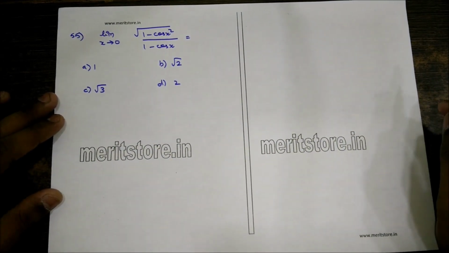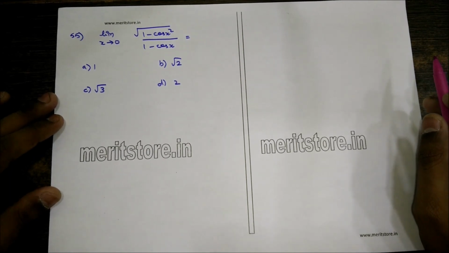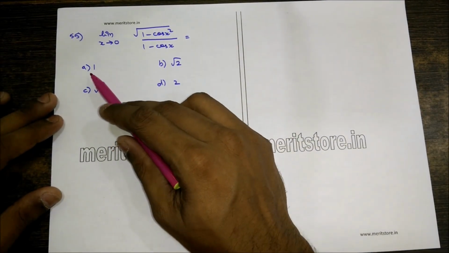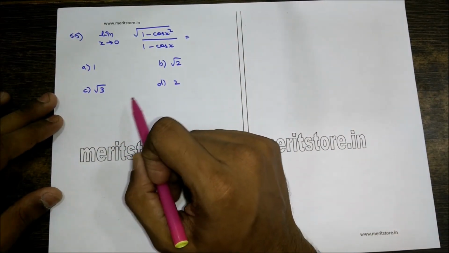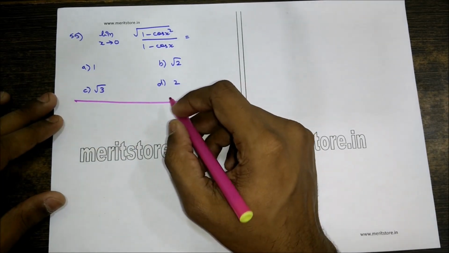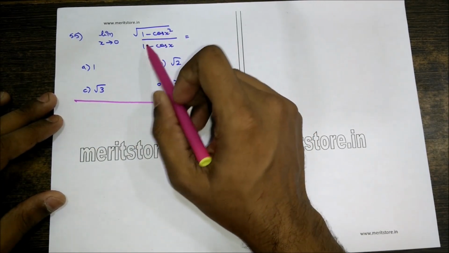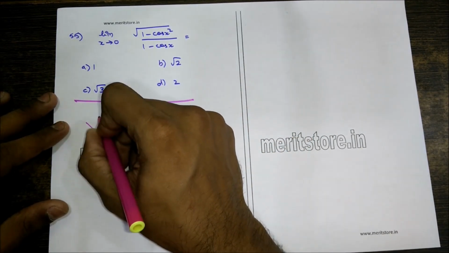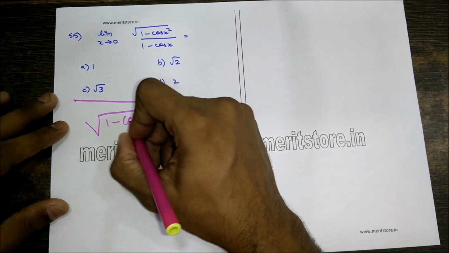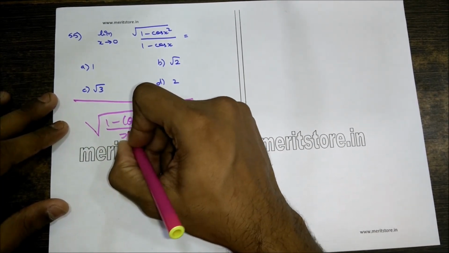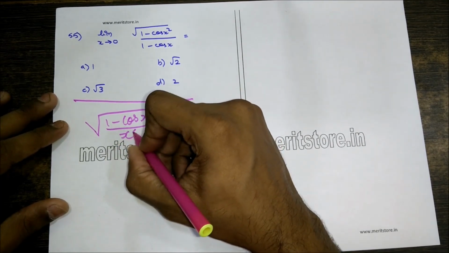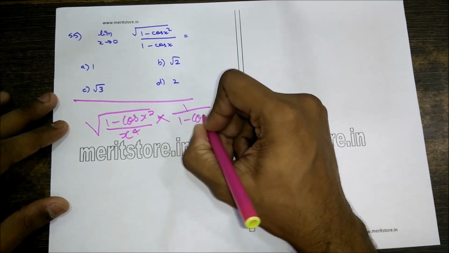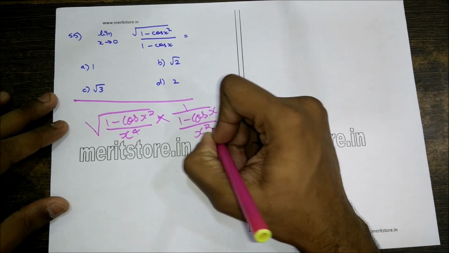Limit of x tends to 0 of root of 1 minus cos x squared upon 1 minus cos x, which is equal to: a) 1, b) root 2, c) root 3, or d) 2. So we could write the term root of (1 minus cos x squared) upon (1 minus cos x) as root of (1 minus cos x squared by x raised to 4) into 1 upon (1 minus cos x by x squared).